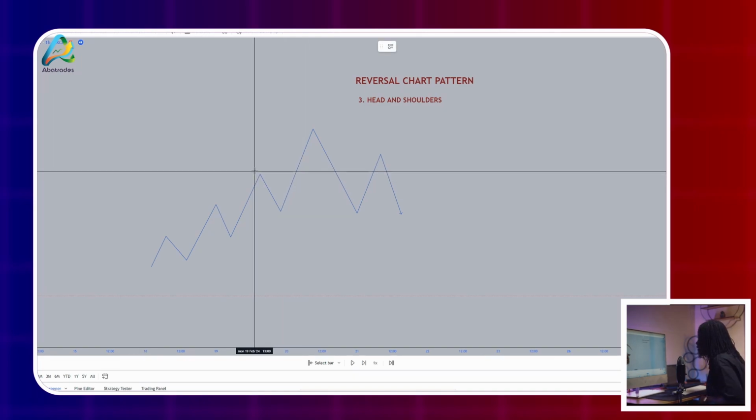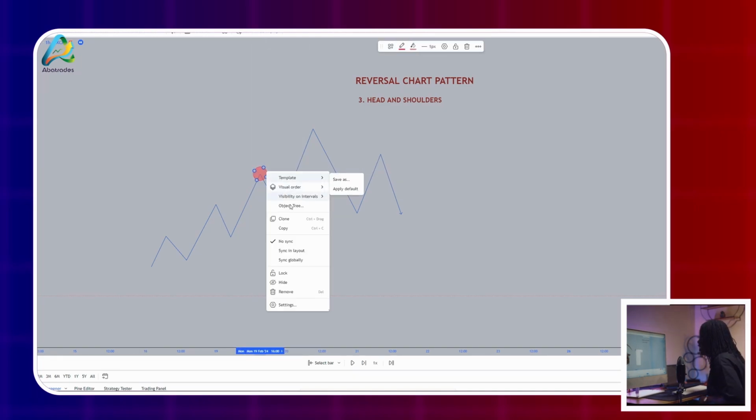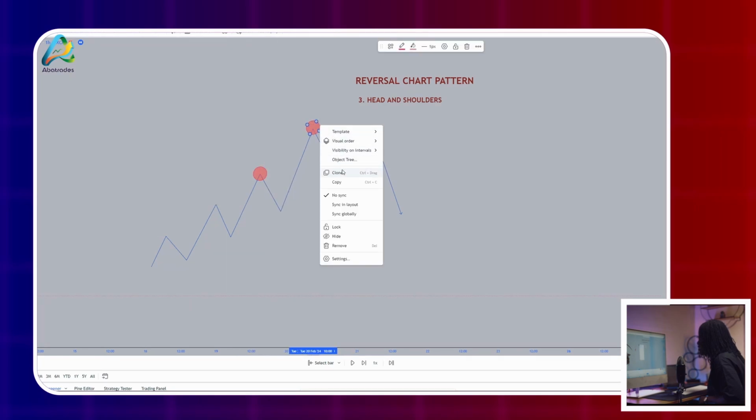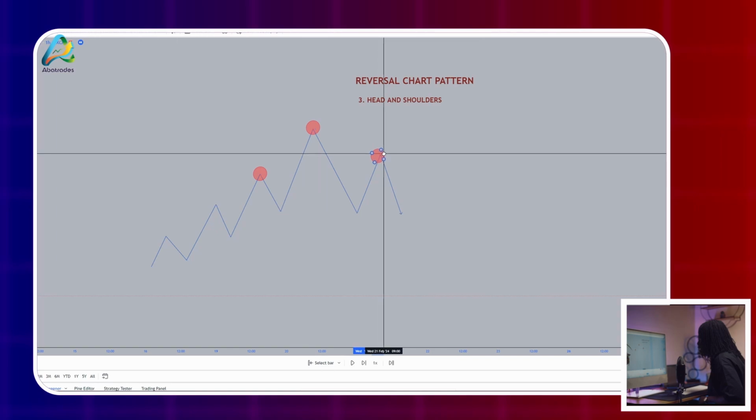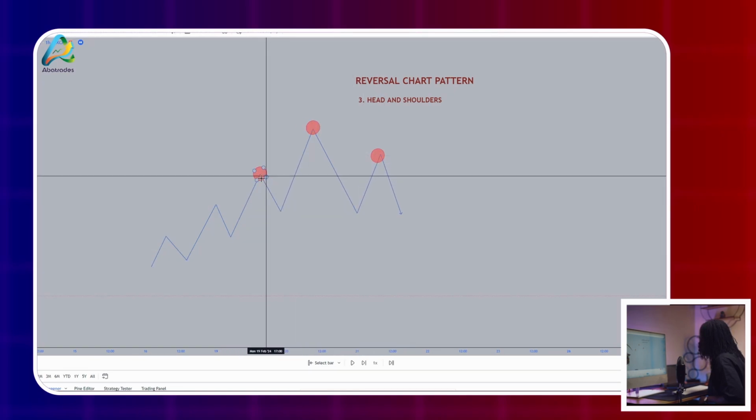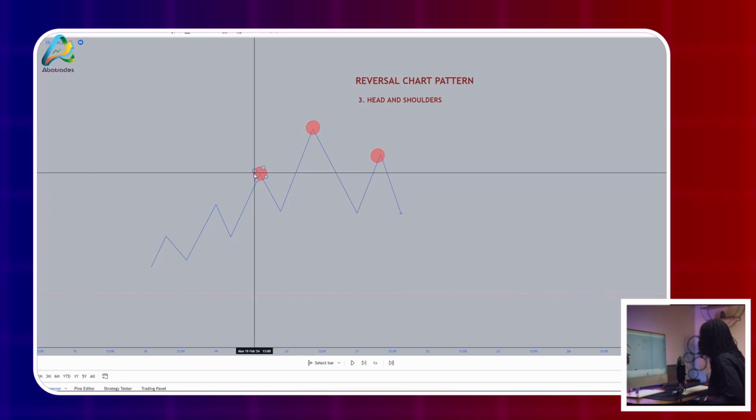Now, you have this level here, which becomes the left shoulder. Then you have this level up here, which is the higher point, becoming the head. And then you have this level here becoming the right shoulder. So you can see we have a head and shoulders, the head, and then these are the two shoulders. It looks like a human head up here, and then you have two shoulders right here.